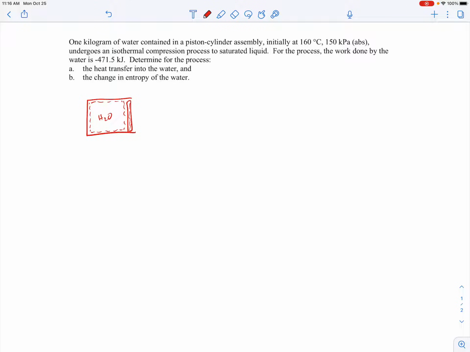And we're told that it's initially at 160 degrees C, and the pressure is initially 150 kilopascals absolute. It undergoes an isothermal compression process to saturated liquid. So state 2 is a saturated liquid. And it's isothermal, so T2 is 160 degrees C as well.